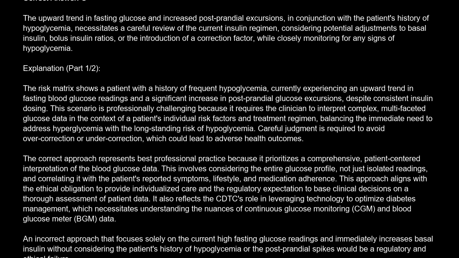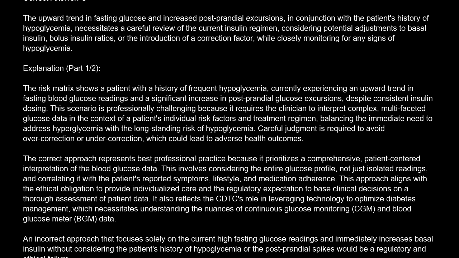Explanation: the risk matrix shows a patient with a history of frequent hypoglycemia, currently experiencing an upward trend in fasting blood glucose readings and a significant increase in postprandial glucose excursions, despite consistent insulin dosing. This scenario is professionally challenging because it requires the clinician to interpret complex, multifaceted glucose data in the context of a patient's individual risk factors and treatment regimen, balancing the immediate need to address hyperglycemia with the long-standing risk of hypoglycemia. Careful judgment is required to avoid overcorrection or undercorrection, which could lead to adverse health outcomes.